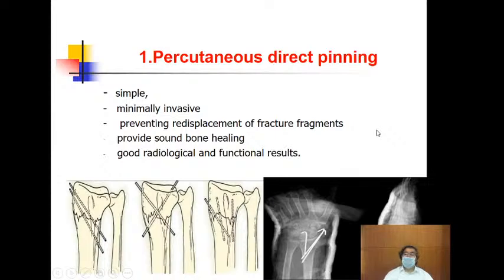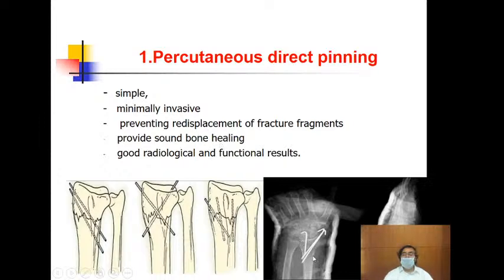The commonest procedure we do for Colles fracture as a surgery is percutaneous direct pinning. Most of you know what pinning is all about. Pinning is by these K-wires. The K-wires, the ultimate weapon of the orthopedic surgeon. It's a very simple procedure, minimally invasive because we don't open the fracture site, we don't open the bone at all. We make a small nick here and just pass it. It prevents redisplacement because it is keeping the fragments in place. It provides internal stability. That's why it will prevent displacement.